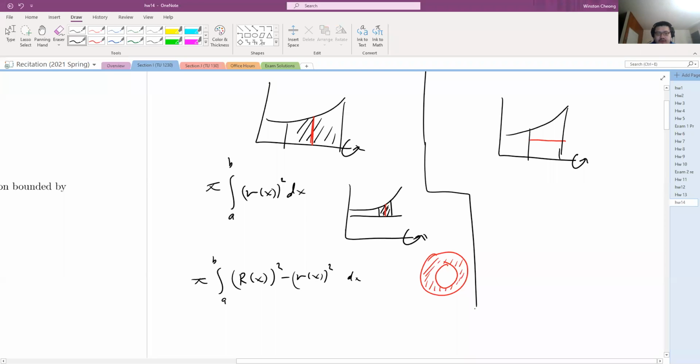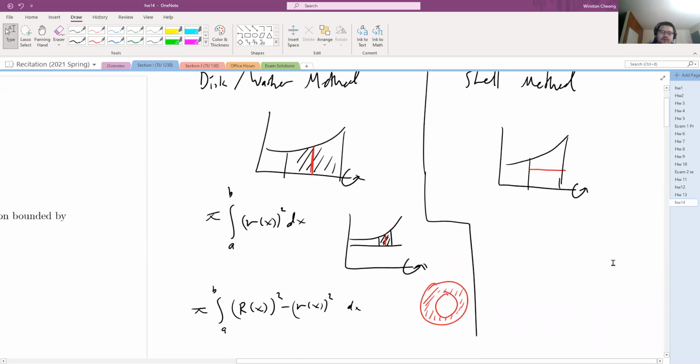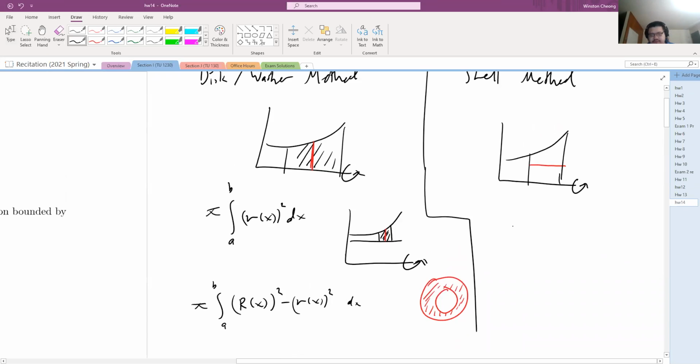Okay. And I'm going to also explain shell because I think it makes more sense to introduce both of these approaches at the same time so that you can then try to grapple with the concept of how you can tell which method fits the problem. That's usually the stumbling point for this section, I would say. Okay, so shell method, the formula is a little different. Well, quite different, I would say.